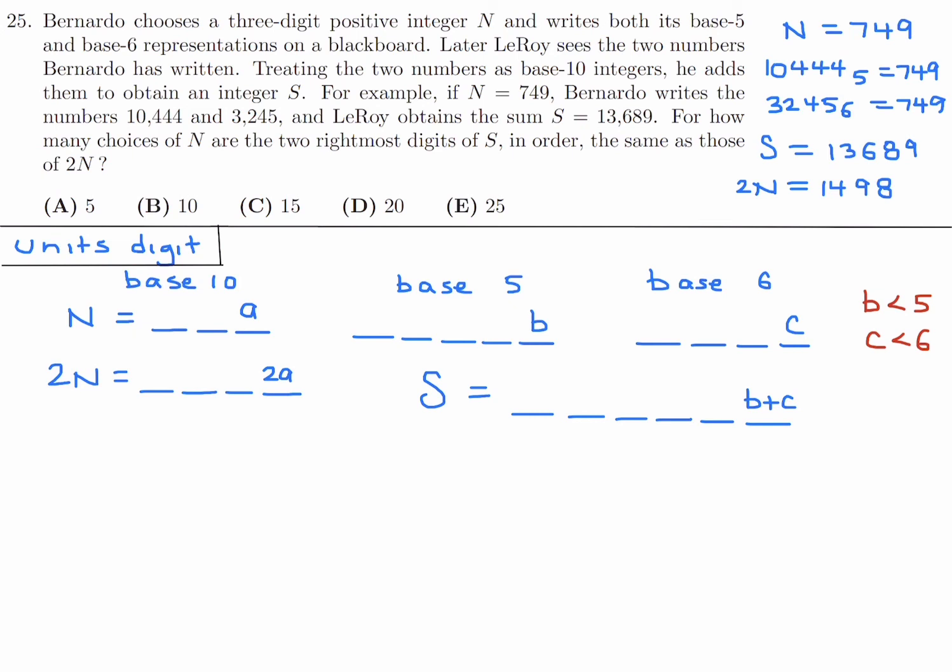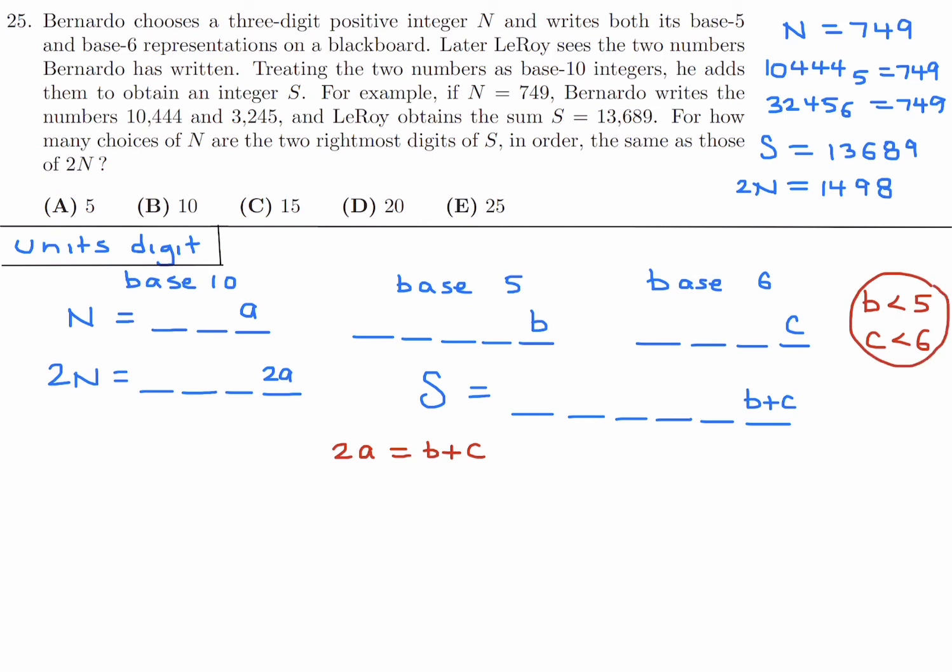So if you go back to the question, they want the last two digits, but I'm just looking at the last digit of 2n to be the same as the last digit of s. Okay, so that basically means that we want 2a to equal b plus c.